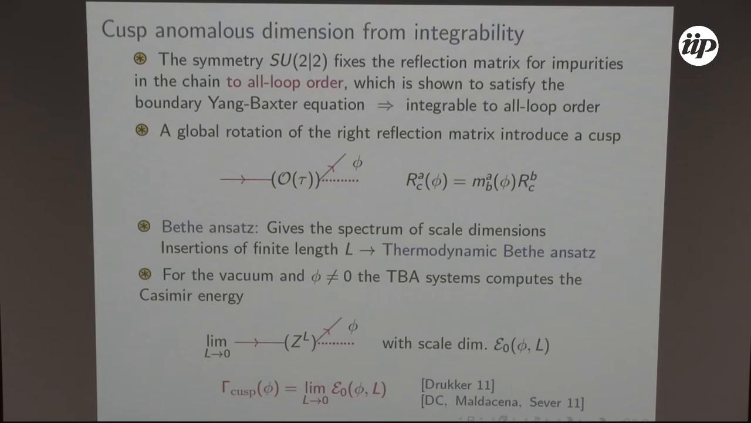Okay, maybe if you let me just say that once you discover integrability, you might be able to develop a prescription to compute the cusp anomalous dimension, and that was done for the case of locally supersymmetric Wilson loops.